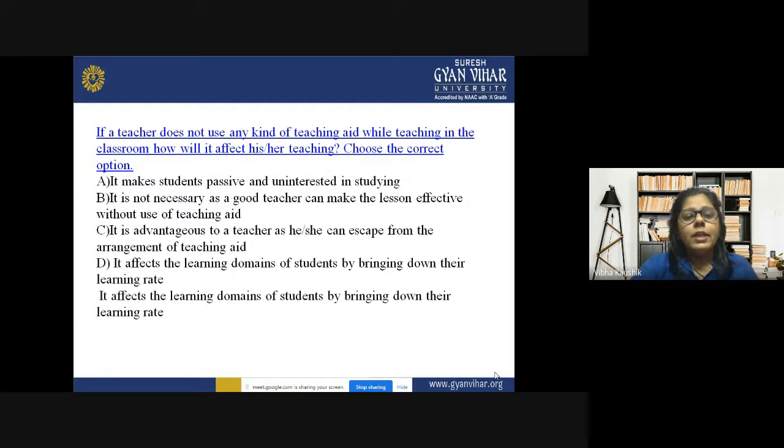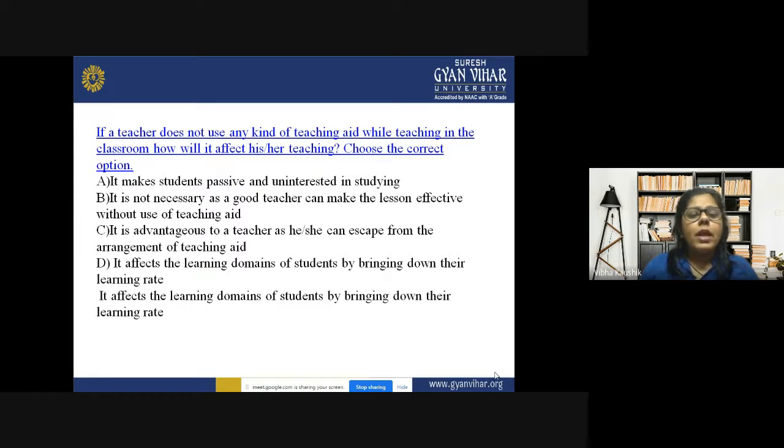Now, if a teacher does not use any kind of teaching aid to teach a particular concept to the learner while teaching in the classroom, how will it affect his or her teaching? How will it affect his or her teaching if the teacher does not use any teaching aid to teach the students? Now choose the correct option.